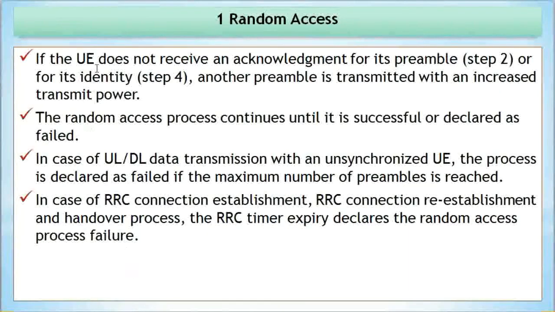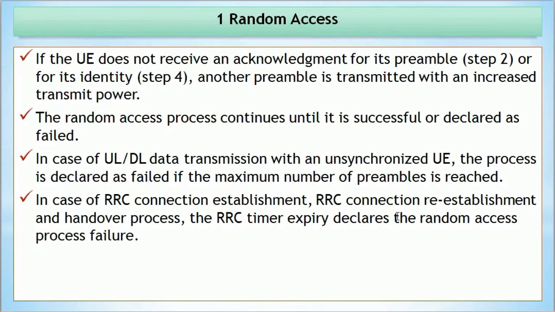If the UE does not receive an acknowledgement for its preamble or for its identity, another preamble is transmitted with increased transmit power. The random access process continues until it is successful or declared as failed. In case of uplink or downlink data transmission with an unsynchronized UE, the process is declared as failed if the maximum number of preambles is reached. And in case of RRC connection establishment, RRC connection re-establishment and handover process, the RRC timer expiry declares the random access process a failure.